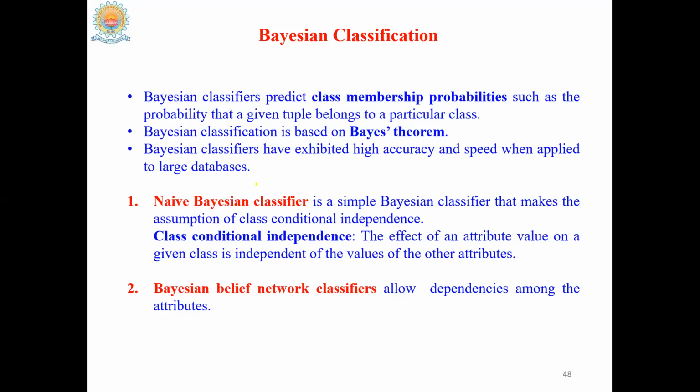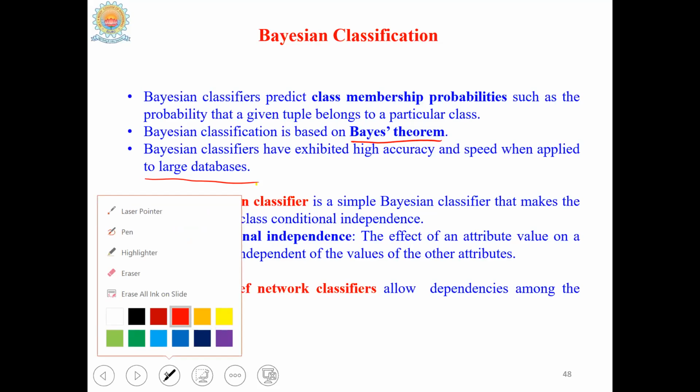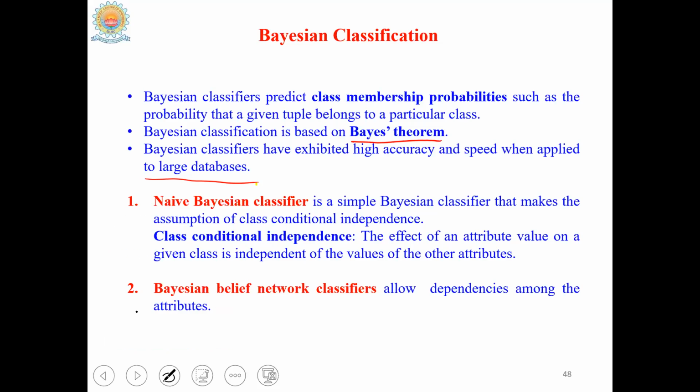So mainly Bayesian classification is based on Bayes' theorem. This is important. Bayesian classifiers have exhibited high accuracy and speed when applied to large databases. That means it supports large databases also. There are two popular classifiers under Bayesian classification: the naive Bayesian classifier and the Bayesian belief network classifier. The naive Bayesian classifier is a simple classifier that makes the assumption of class conditional independence. This is very important. We need to know about this. What is this class conditional independence?